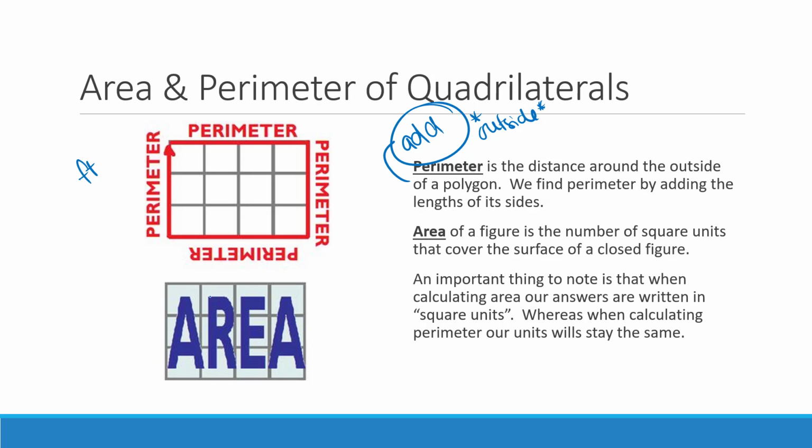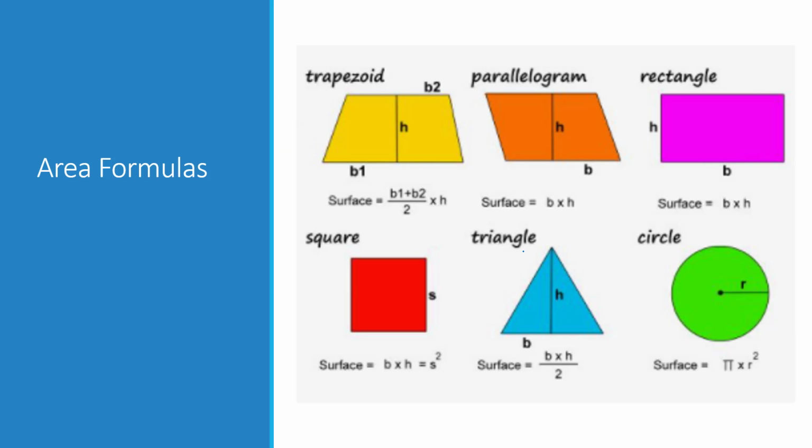Area, if you notice, like when you go to buy something like carpet, is always in square units. So if I'm asked to find the area, if I was using feet, it would be feet squared. Again, your area formulas are found on your formula sheet. As long as you're good with plugging in the actual dimensions that you're given, you are allowed to use your formula sheet on your test.